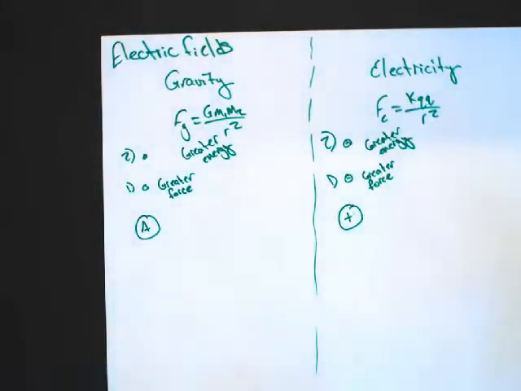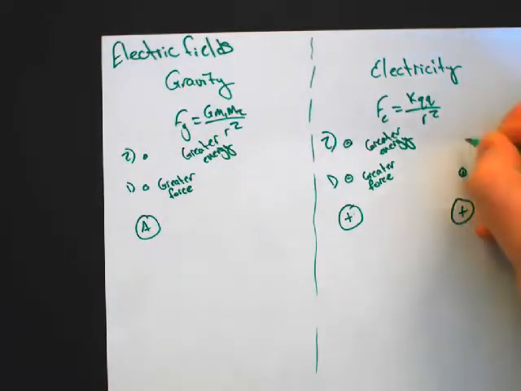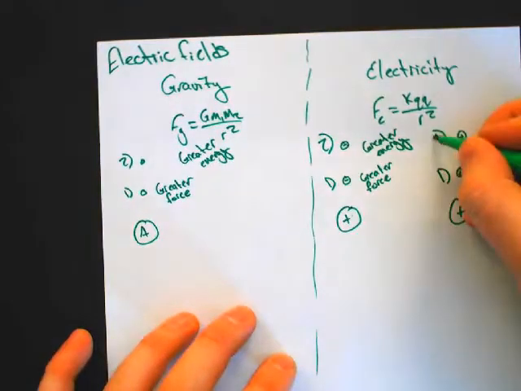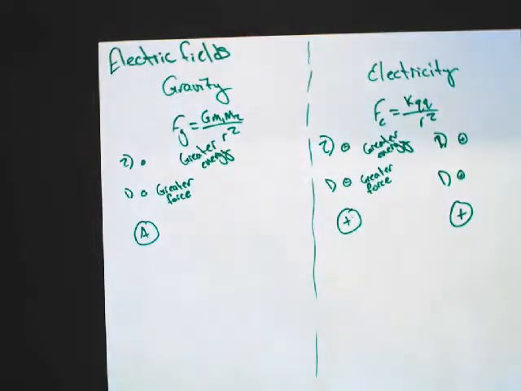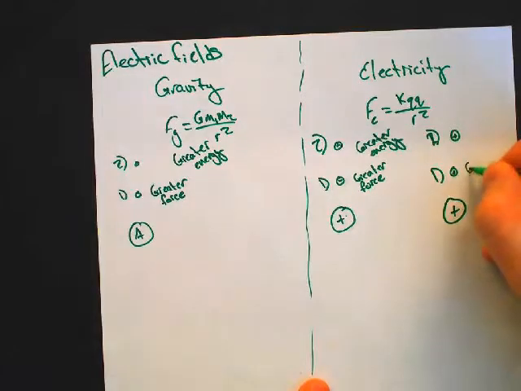Okay, now I'm going to change up the scenario just a little bit. Positive, positive, positive. Still position 1, still position 2. Which one has greater force? Why 1? Because it's closer. And radius is the most important part when determining the force for any of these. So this is greater force.